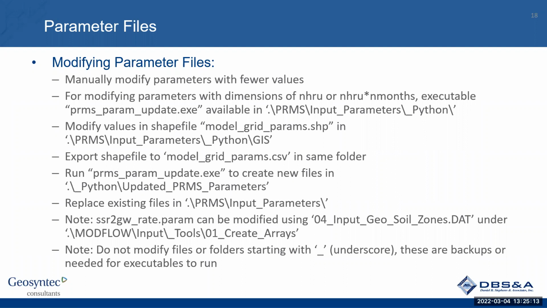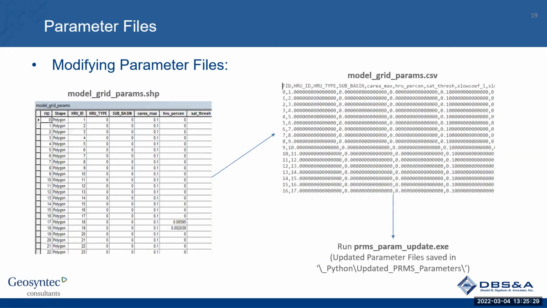I'll show this in a bit, but there are some files that have an underscore. These are files needed for the executable to run, so if you delete them, move them, or rename them, the executable might not work. This is just for reference in the future if you need to come back and look at it, because I will go through all of this in a bit. You modify a shapefile, export it to a text file, and run an executable, and it'll update the parameter files.